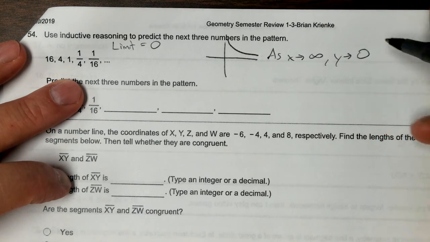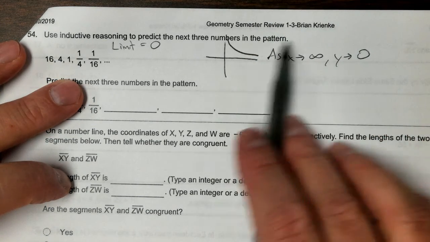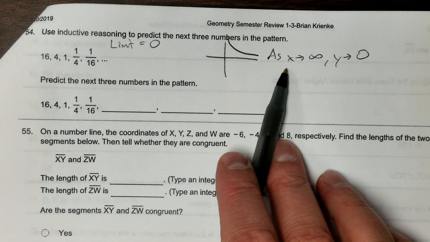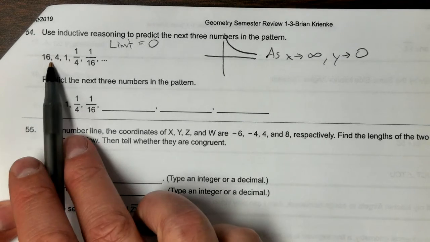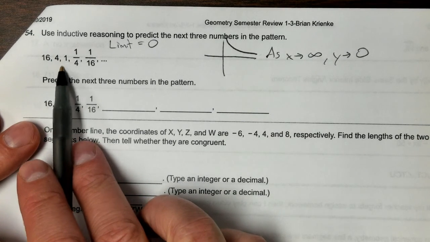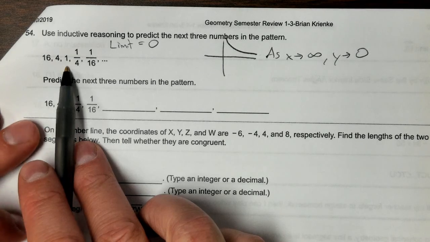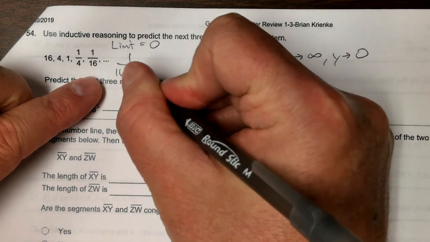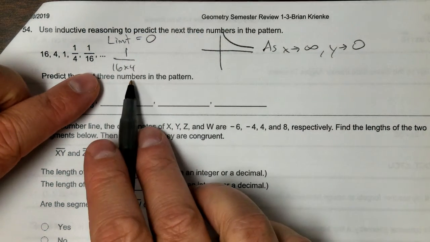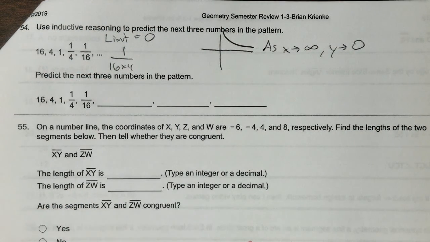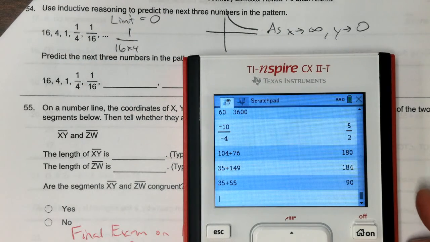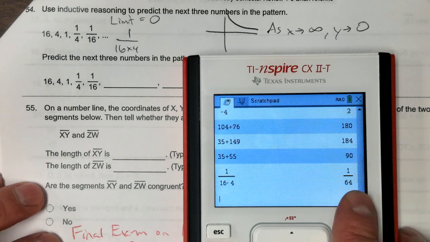y approaches 0. Now this is a little advanced, and you've probably never seen it, but I'm just showing you the idea. You're basically dividing by what, 4 or 16? 4, right. So you could do it that way. 1 over parentheses 16 times 4. It's 1/64.